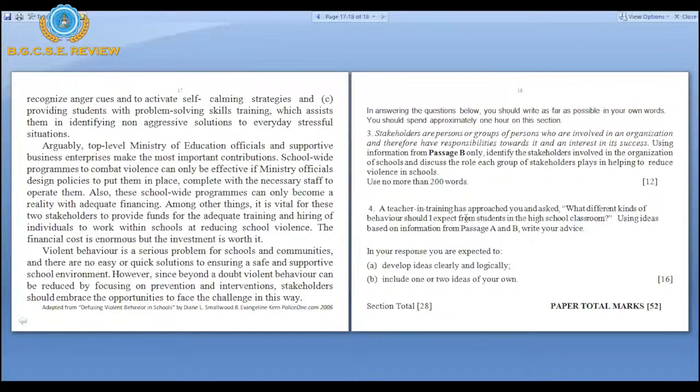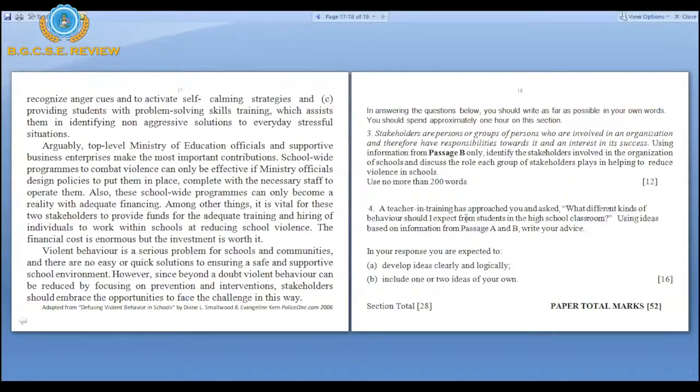Arguably, top-level Ministry of Education officials and supportive business enterprises make the most important contributions to school-wide programs to combat violence. These can only be effective if ministry officials design policies to put them in place, complete with the necessary staff to operate them. Also, these school-wide programs can only become a reality with adequate financing. Among other things, it is vital for these two stakeholders to provide funds for the adequate training and hiring of individuals to work within schools at reducing school violence. The financial cost is enormous, but the investment is worth it.